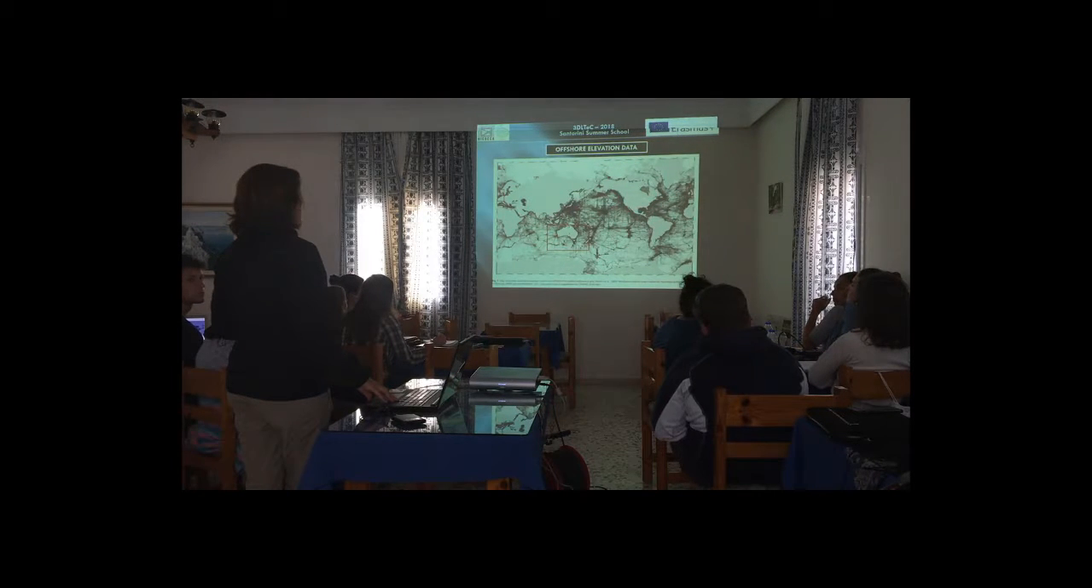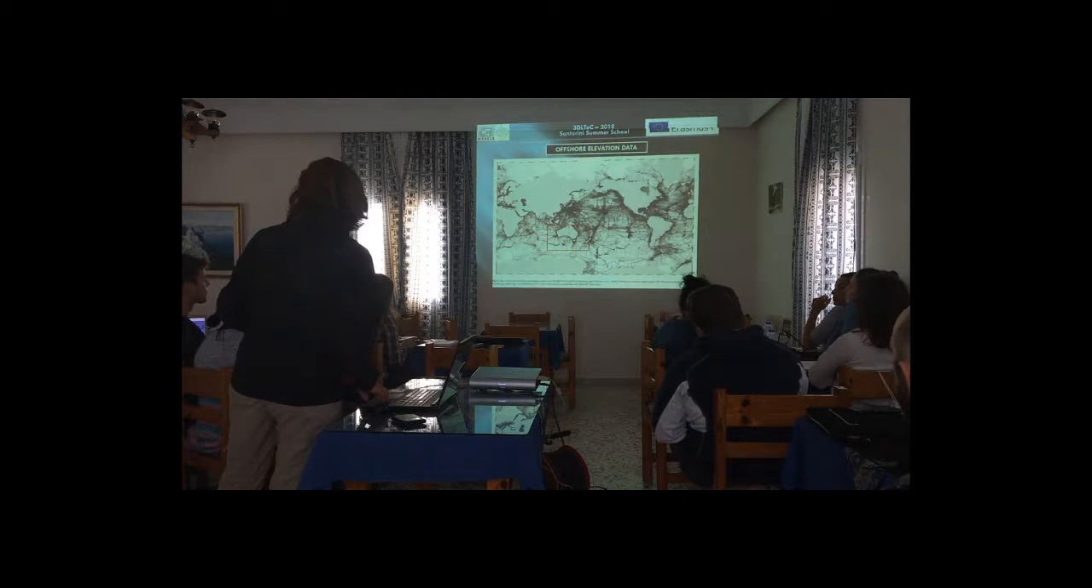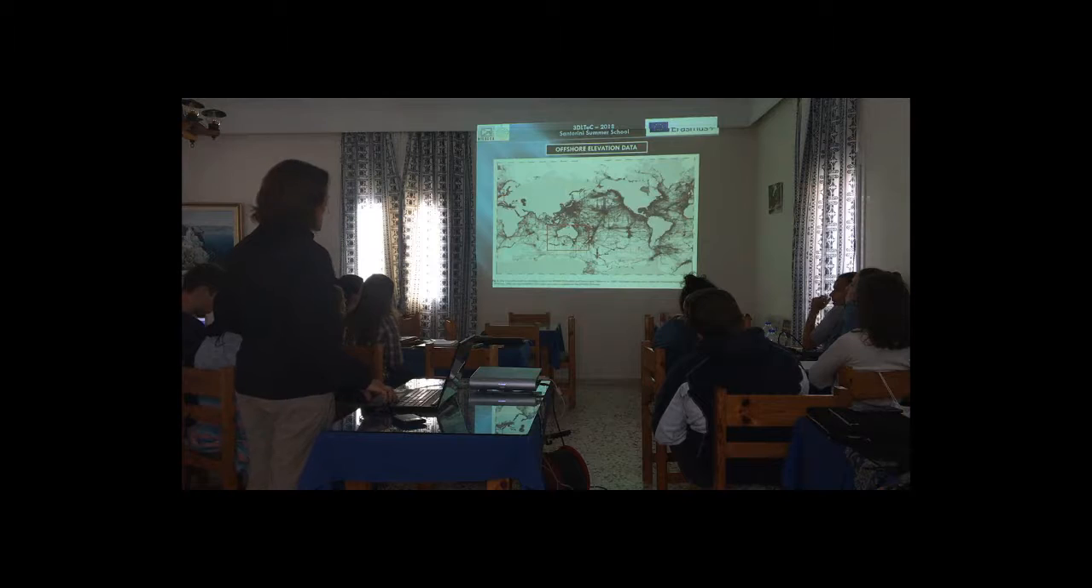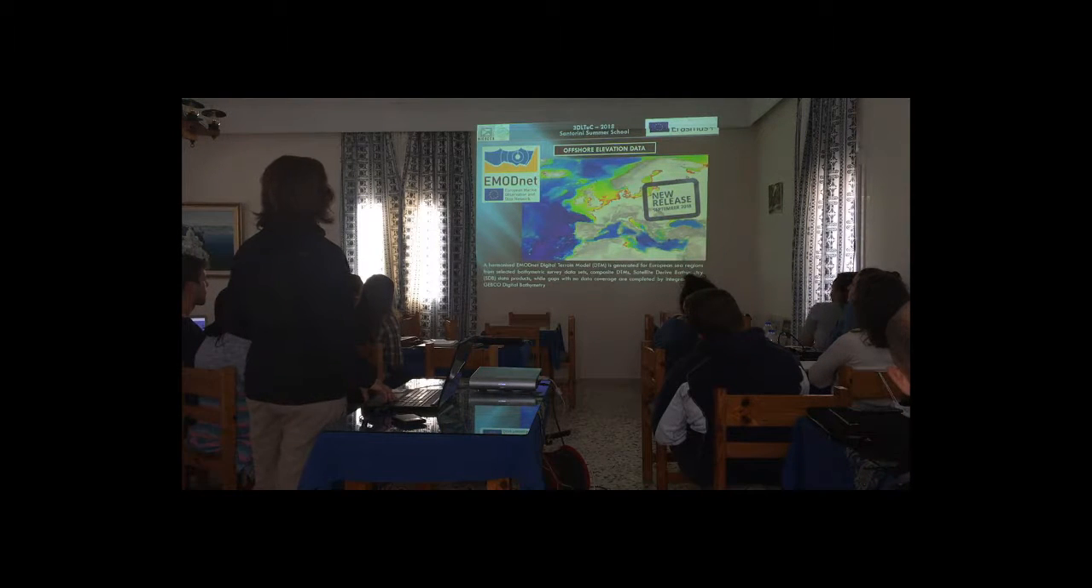They basically represent 4% of the seafloor, the soundings that we have collected so far with multi-beam systems. So we still have a lot of work to do.